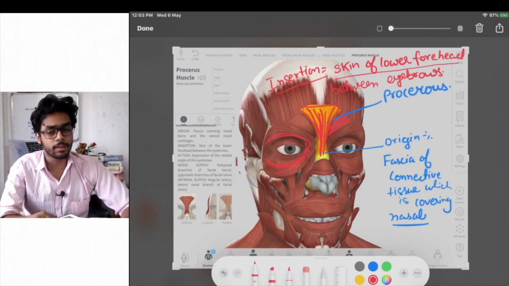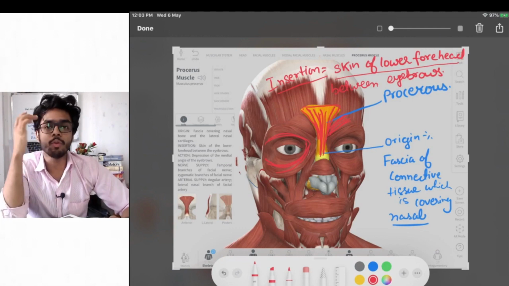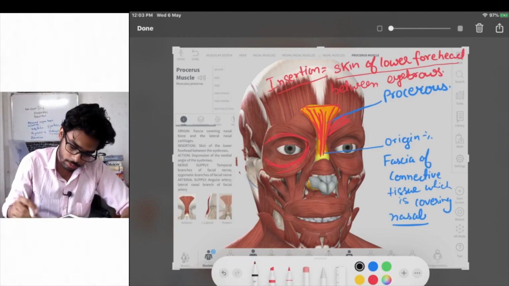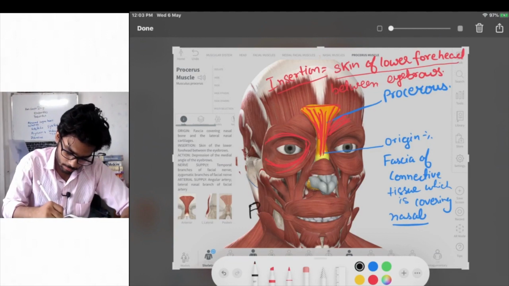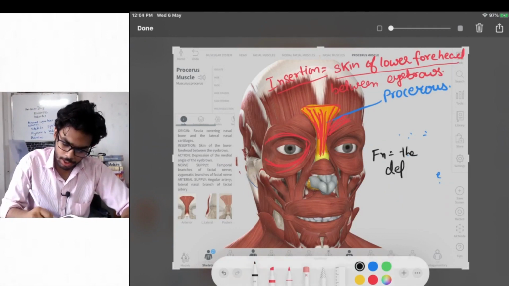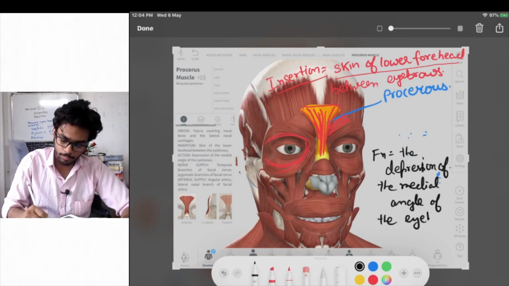When you look like this, this is the medial angle of the eyebrows, and you have seen many of the dancers can move the eyebrows because they train these muscles. Depression of the medial angle of the eyebrows. Write it down. The function of this procerus muscle. What is the function of this procerus? The function is the depression of the medial angle of the eyebrows.